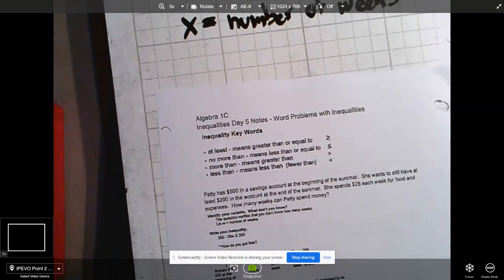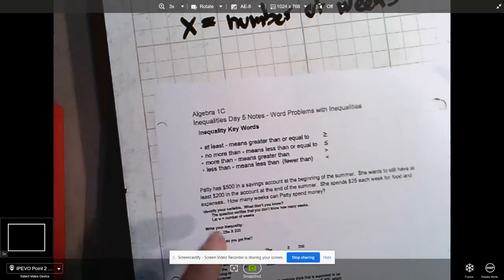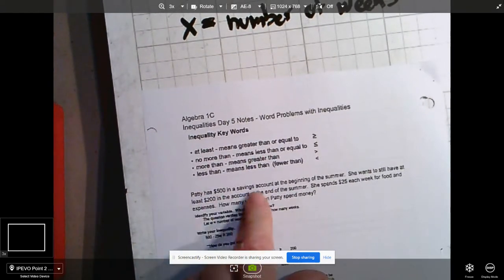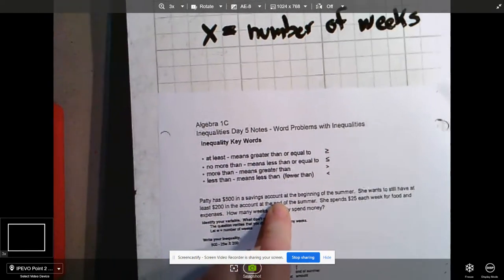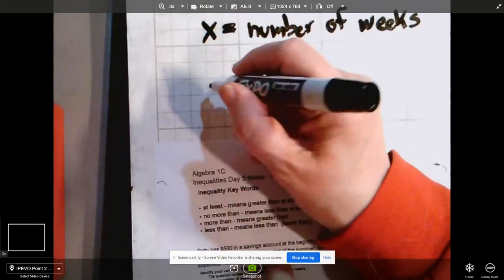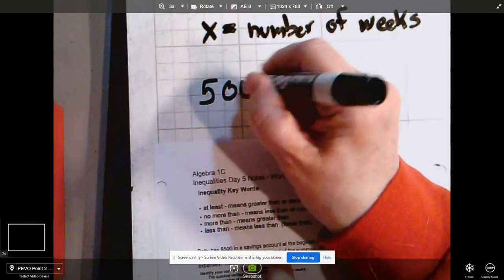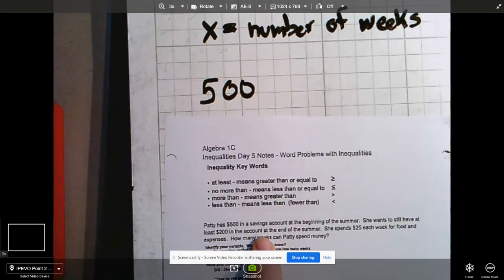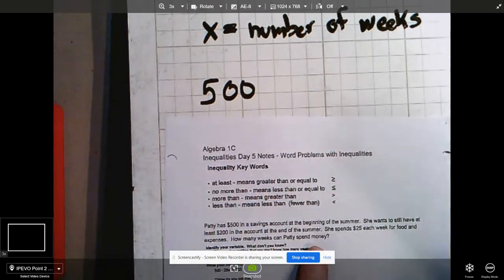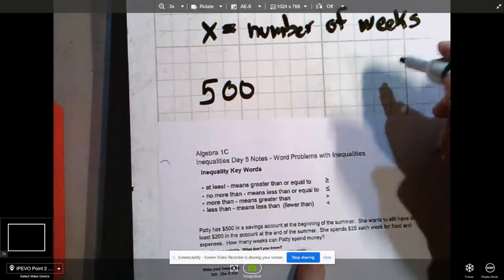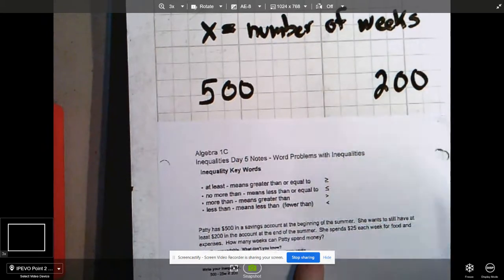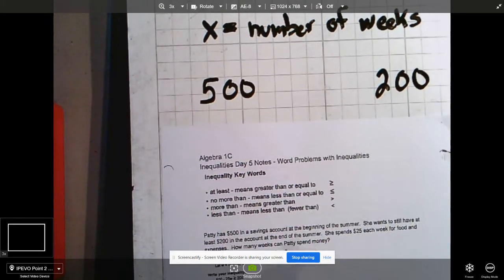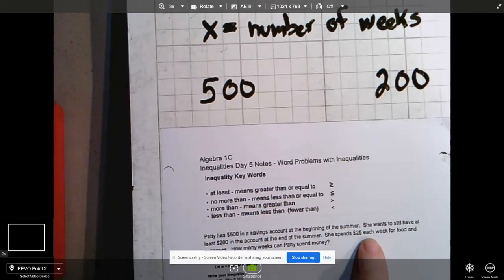All right, well, let's go back and read our problem. Patty has $500 in a savings account. So that's what she's starting with. So I'm going to put $500 down here. She wants to still have at least $200 in the account at the end of the summer. So this is the beginning of the summer. At the end of the summer, she wants to have $200 left. She spends $25 each week.